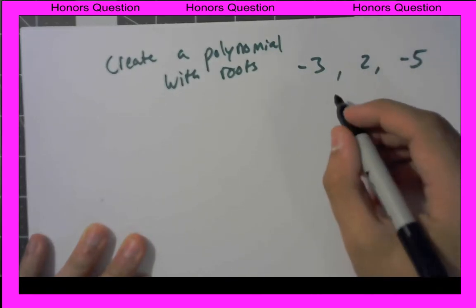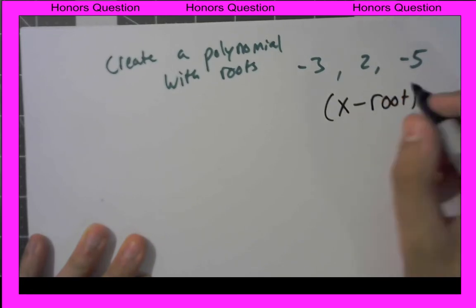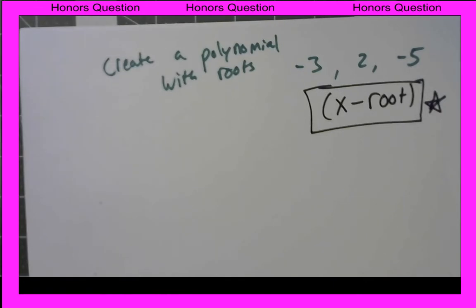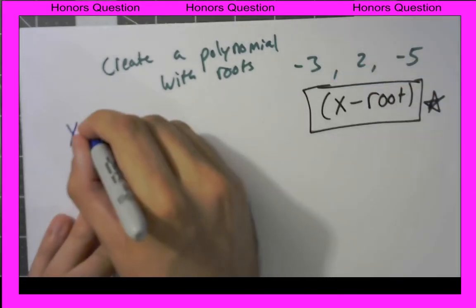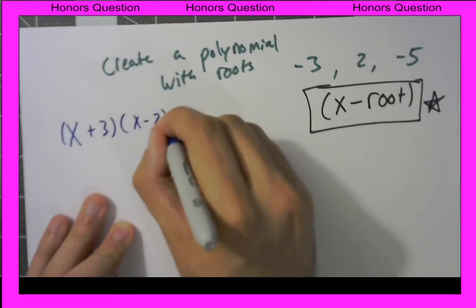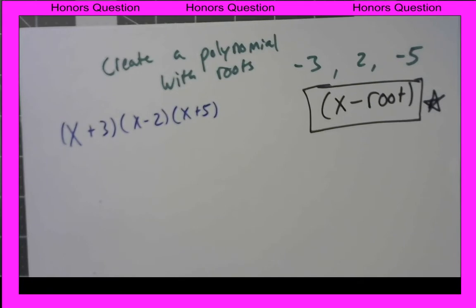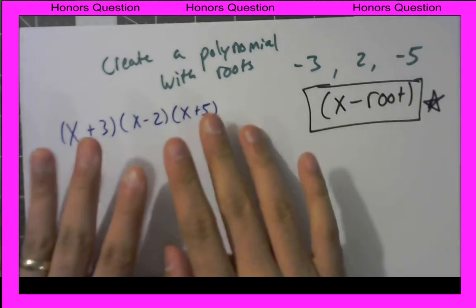And so a thing we need to remember is x minus the root. That's our thing to remember. So if we know x minus the root, what we're going to do is set up this equation as this. X minus negative 3 becomes plus 3. X minus 2 and x plus 5. So to create a polynomial with these roots, we had to do x minus the root, and now we're just going to multiply all these together.